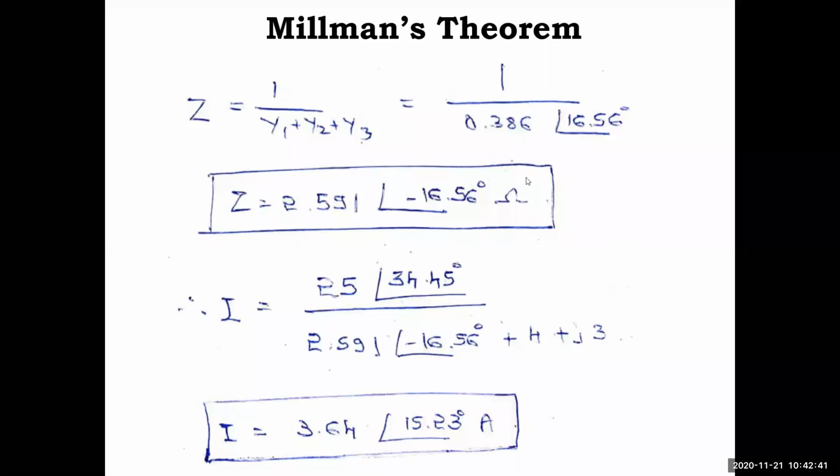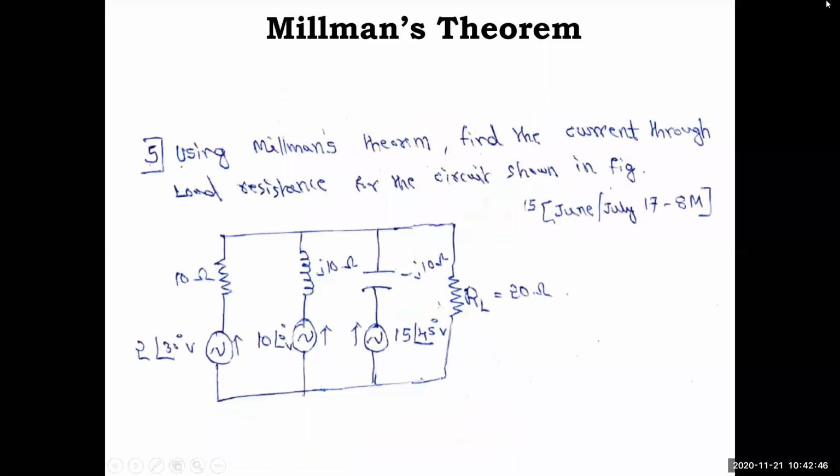You can pause and go back whenever possible. So next, the last problem in Millman's theorem. Using Millman's theorem, find the current through load resistance for the circuit shown in figure. This sentence will come almost the same in any concept. In the superposition theorem something may change, but in Millman's theorem this is the same statement.